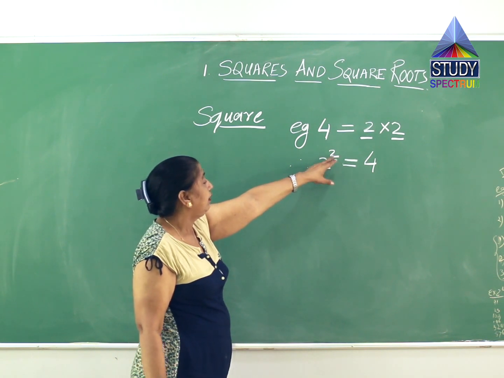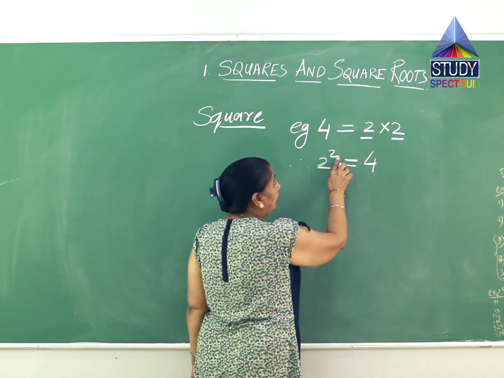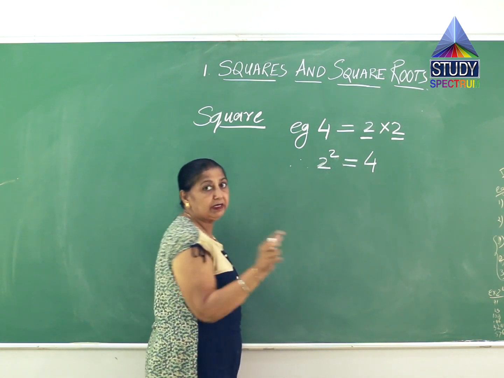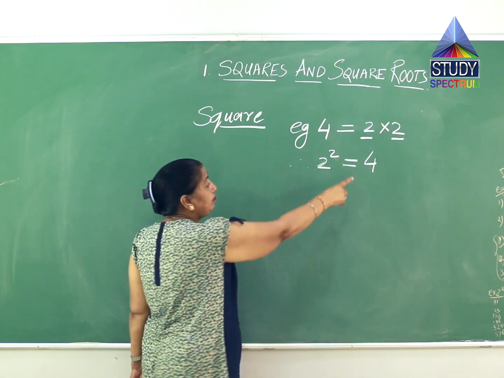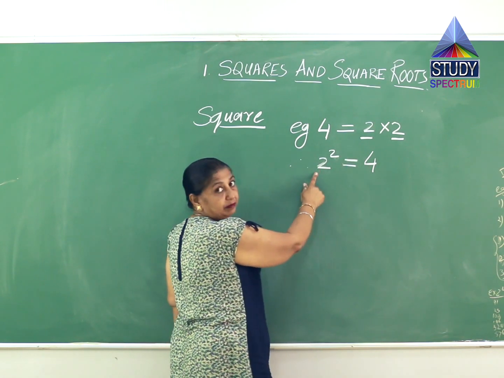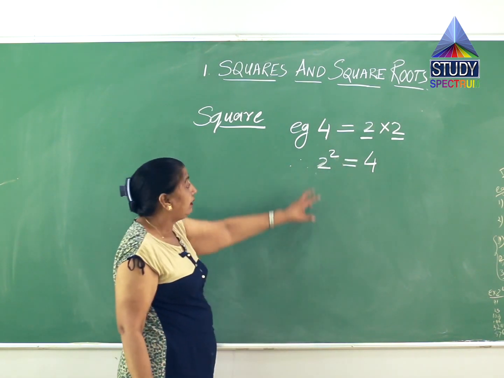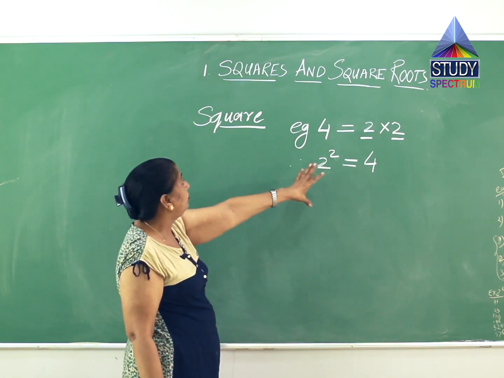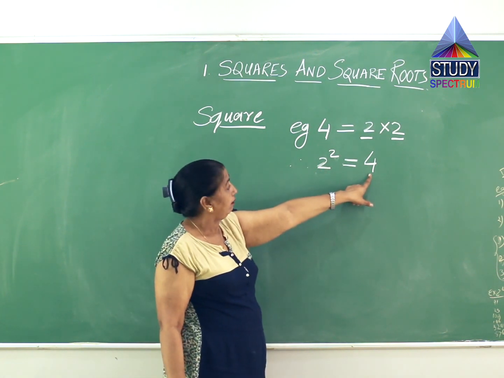The degree, that is the index, should be 2. And this 2 means the number, which is the base, has to be multiplied twice. That gives me the square of that number. You have to remember that the number should be multiplied by the same number itself. Then only we will get the square.